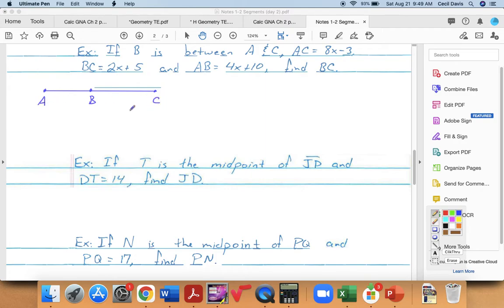And someone once remarked, why do you always put B closer to the left? I don't know. I just do. It doesn't matter. I just don't want it exactly halfway in the middle. And then it says the length of AC, that's the whole thing, is 8x minus 3. So from all the way from this end to this end. Then the length of BC is 2x plus 5. And the length of AB is 4x plus 10.